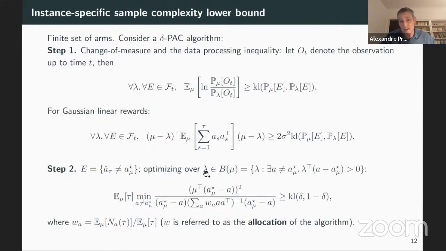But if lambda has a different optimal arm than mu, in other words, if lambda is in what we call the confusing set B of mu, the set of parameters such that A star of mu is not optimal for lambda, then because the algorithm is delta PAC, the probability under lambda of this event E should be bigger than 1 minus delta. That's why you go from the right hand side to the KL divergence between delta and 1 minus delta. And what is nice here is that you can optimize the left hand side with respect to lambda being confusing, and you get this lower bound.